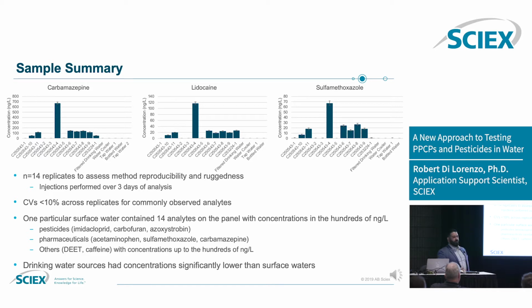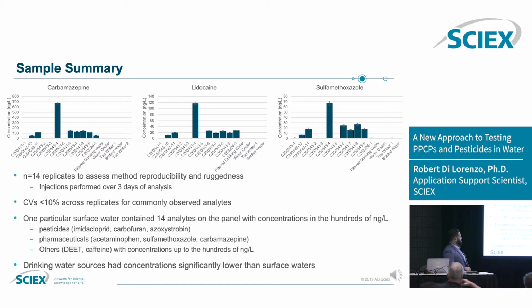You can probably guess by the bar graph which sample that was. It contained a few pesticides, a few pharmaceuticals, some other, every sample contains caffeine. You'll never get away from that. At one system I had to swap out because it looked like somebody spilled a coffee on it with the amount of caffeine that was coming out of that LC system. But yeah, you saw compounds that were in sub-nanogram per liter all the way up to hundreds of nanogram per liter.